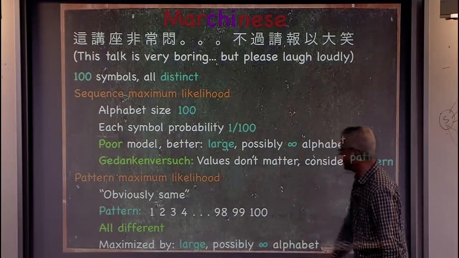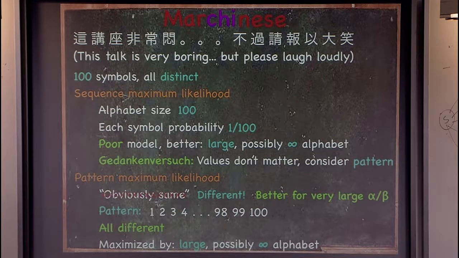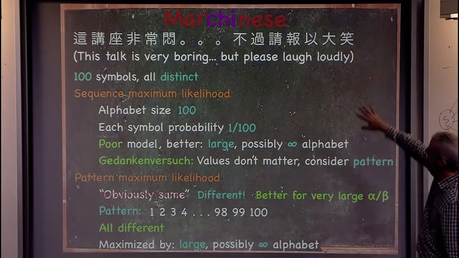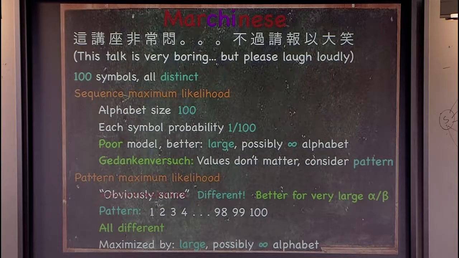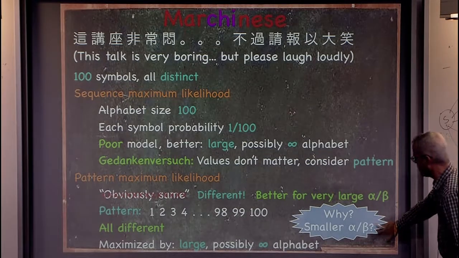So what we want to do is we want to compare the performance of this pattern maximum likelihood to sequence maximum likelihood. Okay. So we see that it's better for very large alphabet, like here the alphabet is, you can think of as infinity, but how does it perform for smaller alphabets?